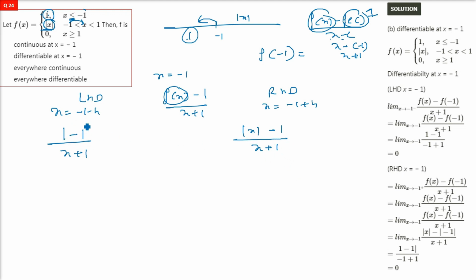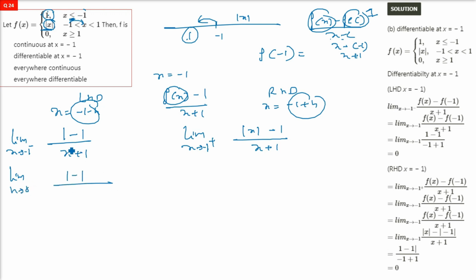Now 1 minus 1 is 0. If you want, you can also replace x with -1 minus h and -1 plus h on the left and the right. So you have limit h tends to 0, (1 minus 1) divided by (x plus 1), where x is -1 minus h, plus 1. Now it's up to you. See, 1 minus 1 is already 0.